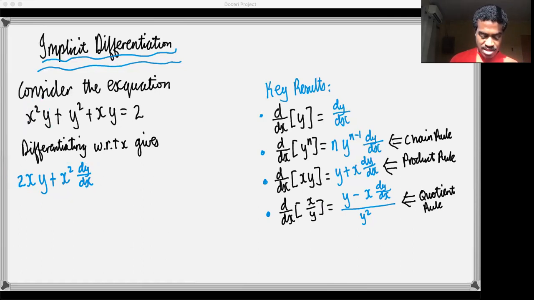And then let's look at y squared. For the derivative of y squared, you should see quickly that this is the chain rule you need to use here. So we need to bring down the power, decrease the power, and then multiply by the derivative of y. So we should get 2y dy/dx.